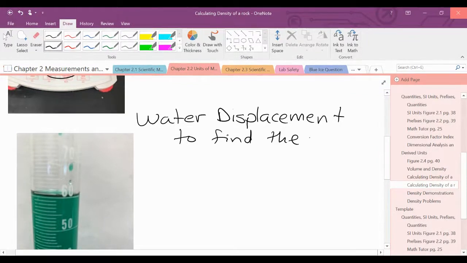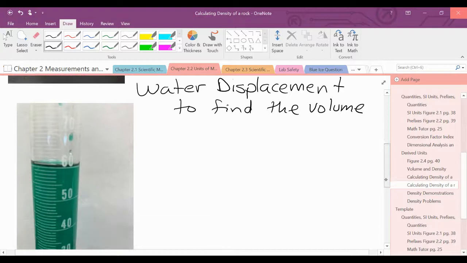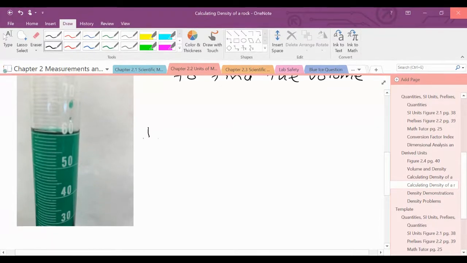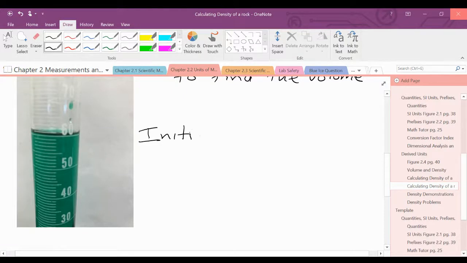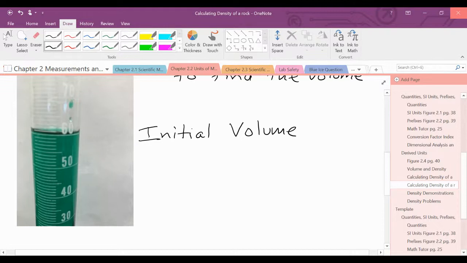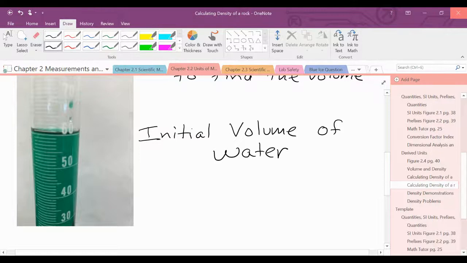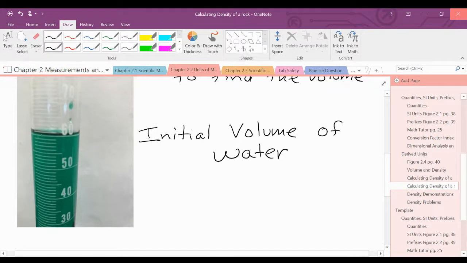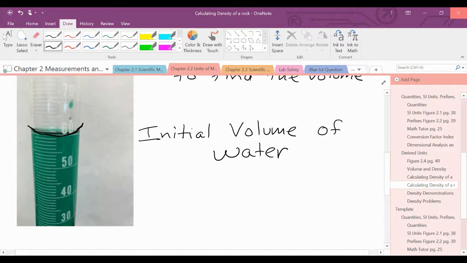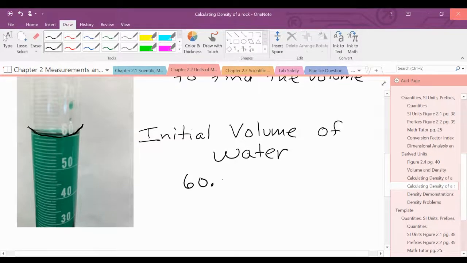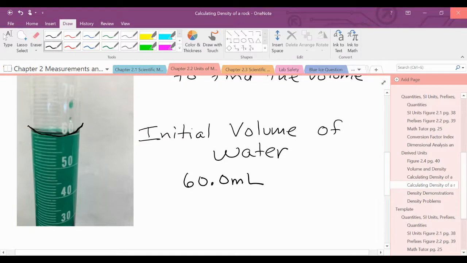Now, this would not work if it's something that dissolves in water. What I did first is I found the initial volume. And this is just water that is colored with blue food coloring so that we could see it better in our picture. So it's not any other chemical, it's just water. And so I look at this, and you always want to read from the bottom of the meniscus. It's kind of hard to see in person, but you want to read from the bottom of the meniscus. So the initial volume is 60.0 milliliters.